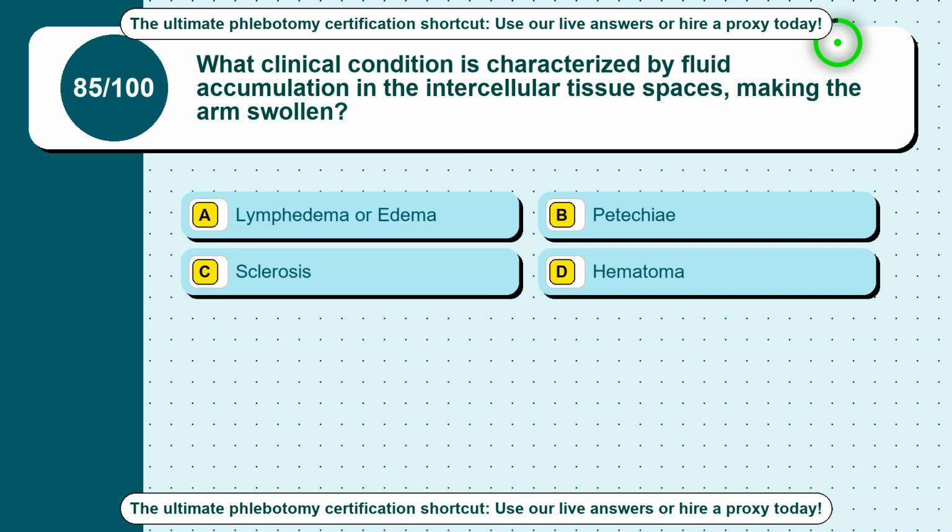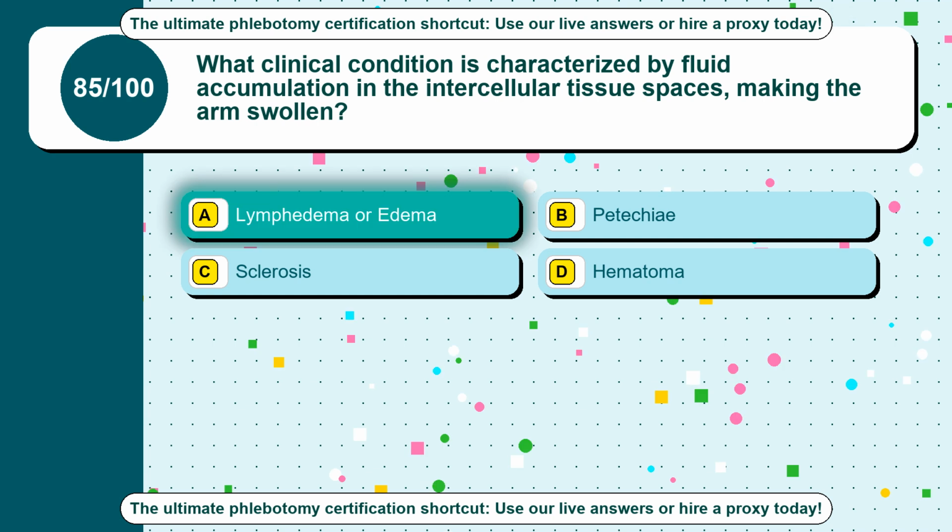Question 85. What clinical condition is characterized by fluid accumulation in the intercellular tissue spaces, making the arm swollen? Option A, lymphedema or edema. Option B, petechiae. Option C, sclerosis. Option D, hematoma.